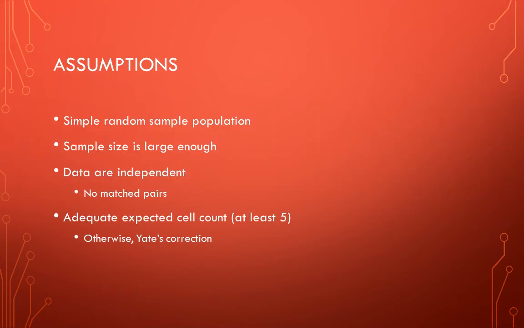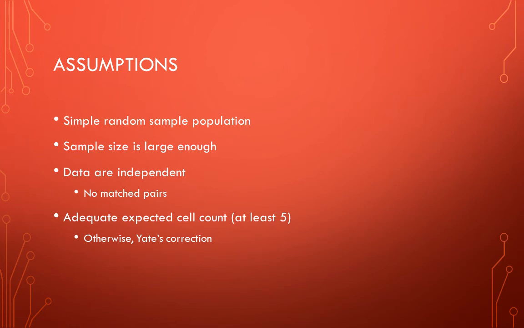Now, some assumptions that you might want to consider before going into a chi-squared test. You need to assume a simple random sample population. So you have no biases in your selection of your population or anything like that. You also want to assume that your sample size is large enough to answer your question, so you do have enough power. And neither of those can be answered by the chi-square test, so it's just something that you'll have to consider before you actually start the test.